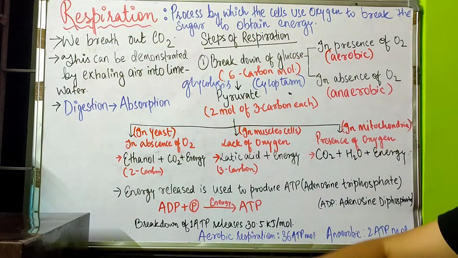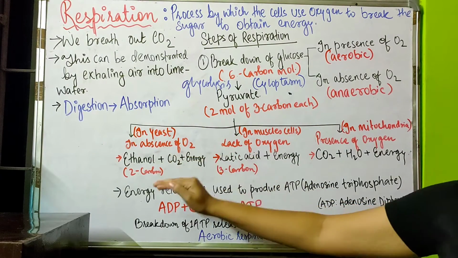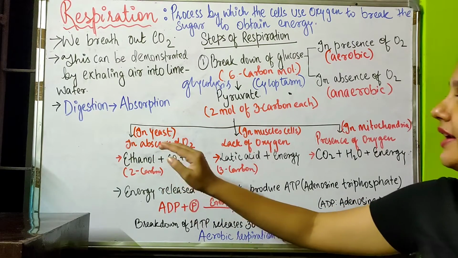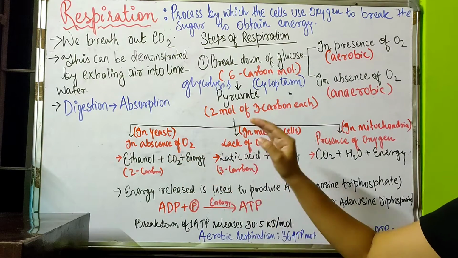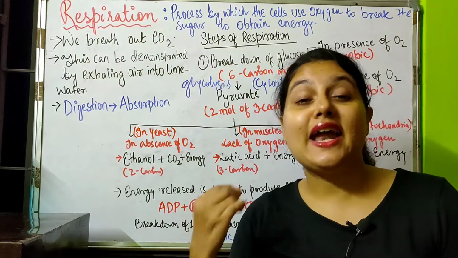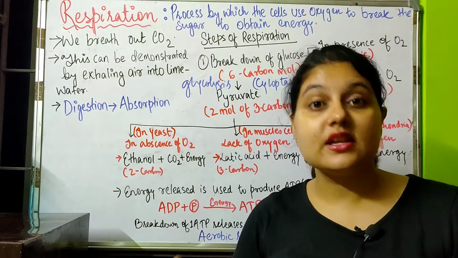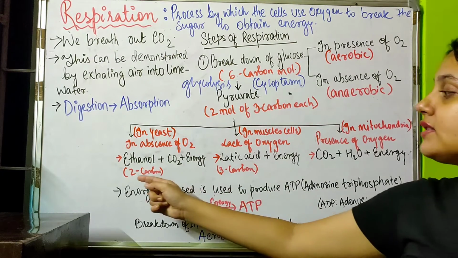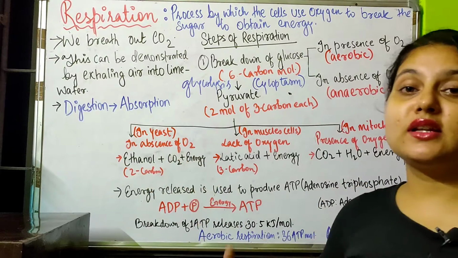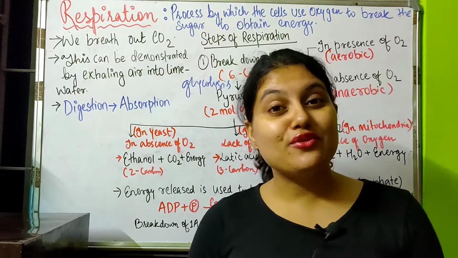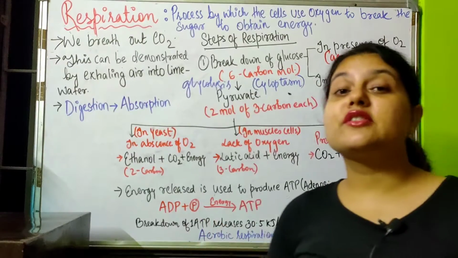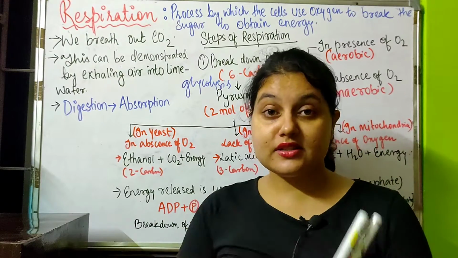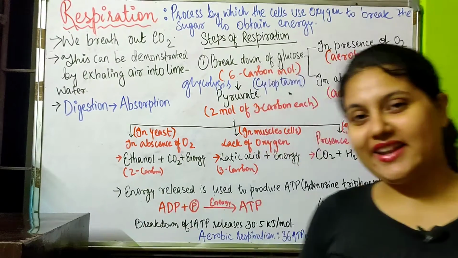You see here in yeast, in the absence of oxygen, what is produced? Ethanol, carbon dioxide and energy. These three things are produced. Now if you are given the question, the end product of anaerobic respiration is dash, then you will say ethanol, CO2 and energy. Ethanol is a 2-carbon compound, basically an alcohol. You can also get an MCQ saying the end product of anaerobic respiration is alcohol plus carbon dioxide plus energy. Is this statement correct or wrong? Yes, this is correct.